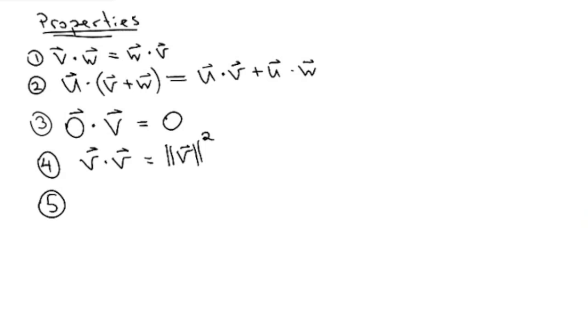Then we throw in something like this. If you have c u, what's c? Scalar. What's u? Vector. c u is? It's either a scalar or it's a vector. It's a vector, because a scalar times a vector gives you back a vector that is c times as long.